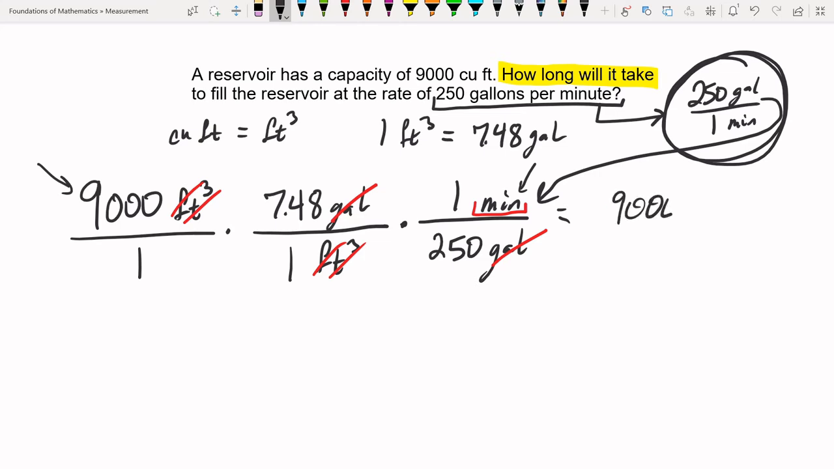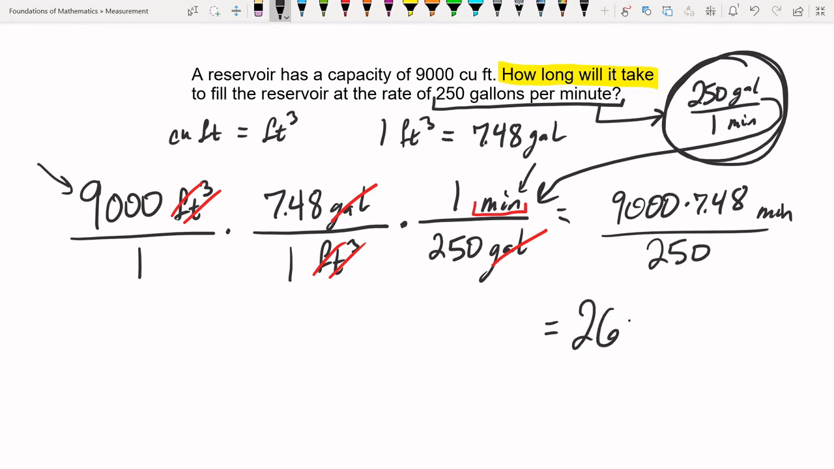On top, we get 9,000 times 7.48 times 1. The times 1 doesn't matter. 1 times 1 times 250 is 250. And this is going to be in minutes. I'm going to do this on a calculator. 9,000 times 7.48 over 250, and I get 269.28 minutes.